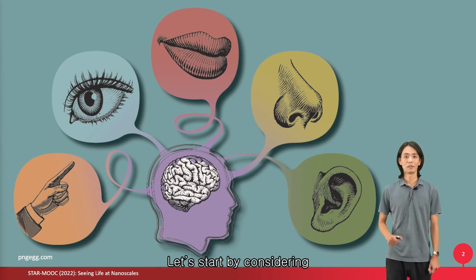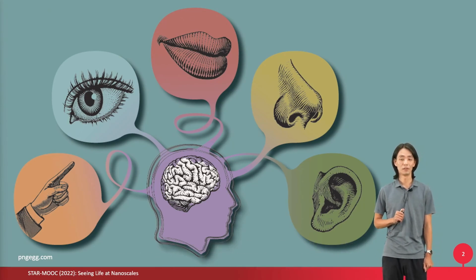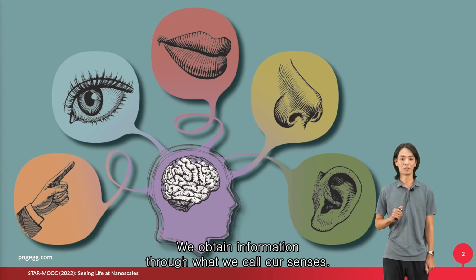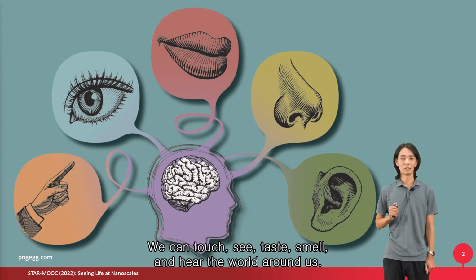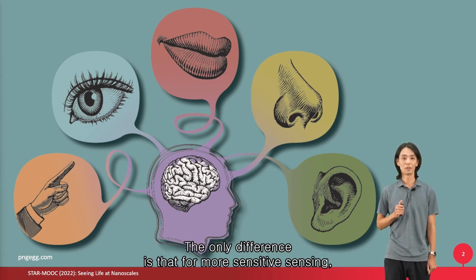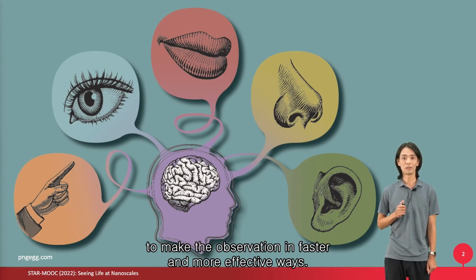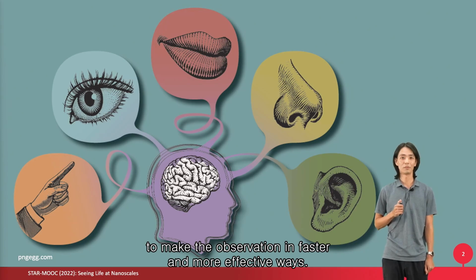Let's start by considering how we can obtain information about the world around us in everyday life. We obtain information through what we call our senses. We can touch, see, taste, smell, and hear the world around us. Science and diagnosis of disease is also done through the same process. The only difference is that for more sensitive sensing, we have developed better technologies and tools to make the observation in faster and more effective ways.